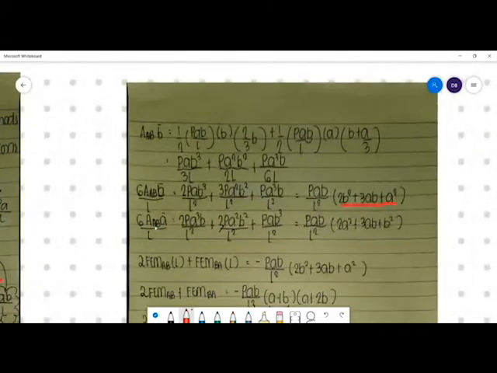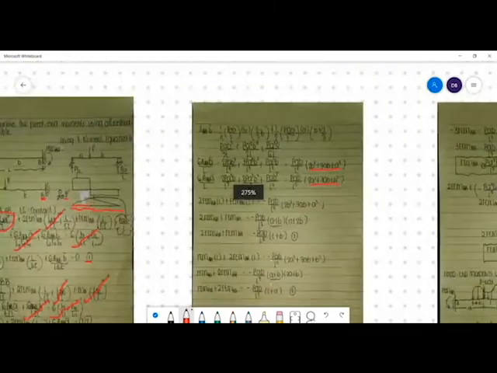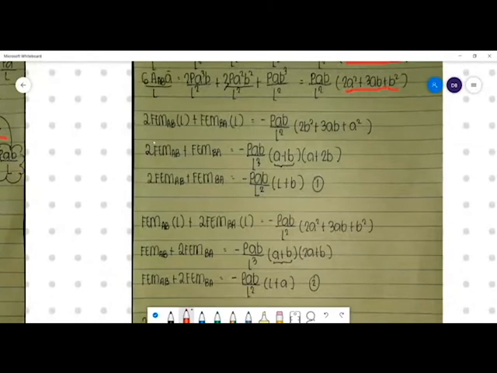If 6 area ABA over L, that will be equal to 2PA cubed B over L squared plus 3PA squared B squared over L squared plus PAB cubed over L squared, which is equal to PAB over L squared times 2A squared plus 3AB plus B squared. And then we put it on our three-moment equations, the equations we formed. This is what will happen.